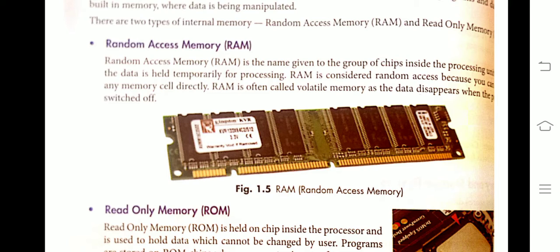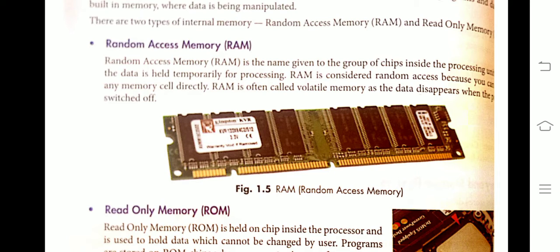Okay, so students, we have to understand volatile memory. Volatile means when we switch off the computer, the memory will erase, because if we provide continuous current to that memory, the data will remain there. But if we disconnect the current, the memory will erase automatically.